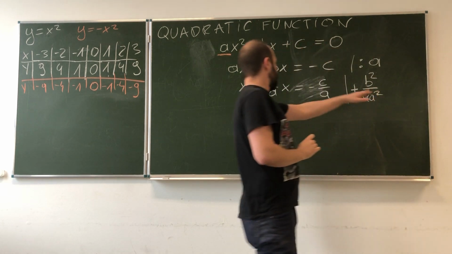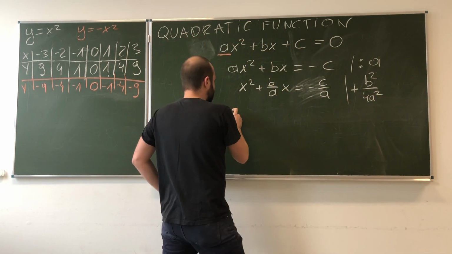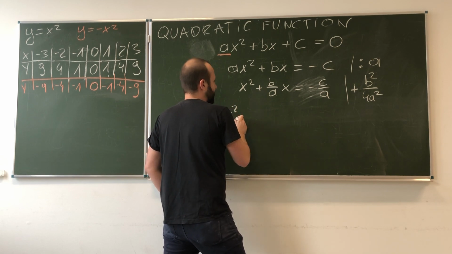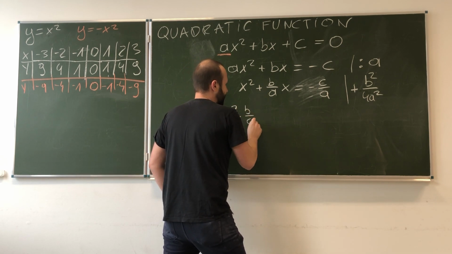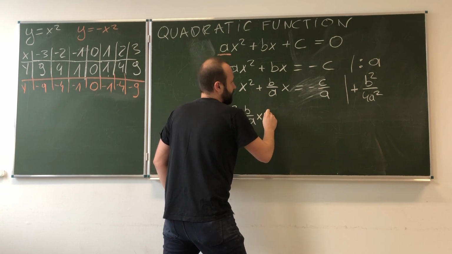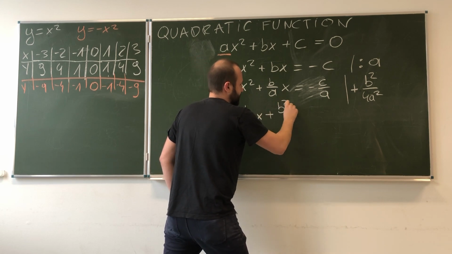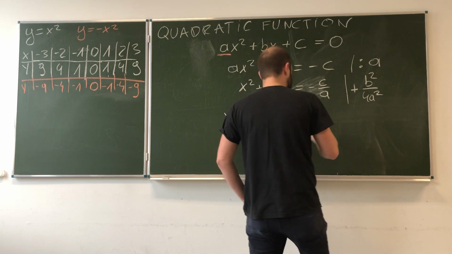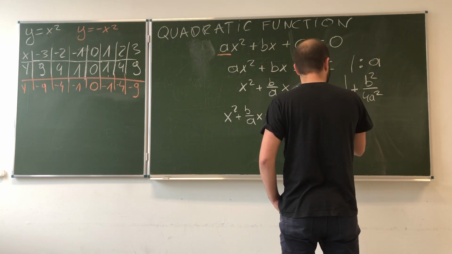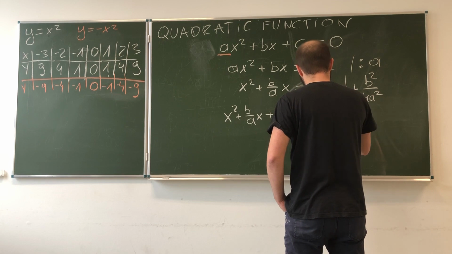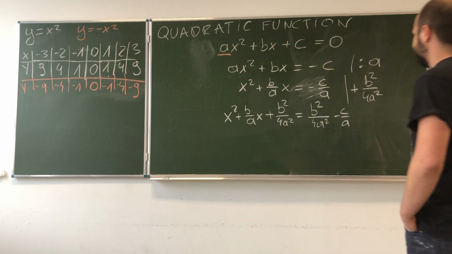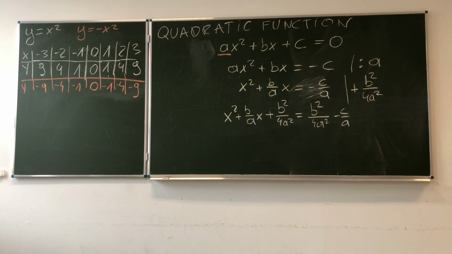Okay, so now I just need to add. So I've got x squared plus b over a x plus b squared over 4a squared, and it's equal to b squared over 4a squared minus c over a.